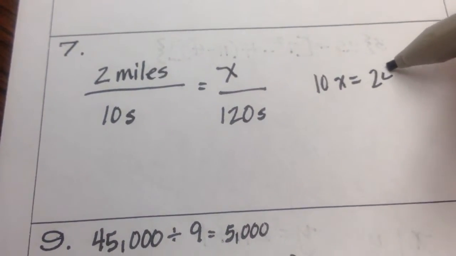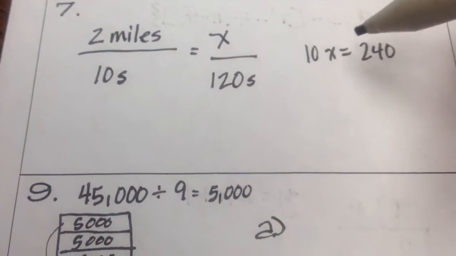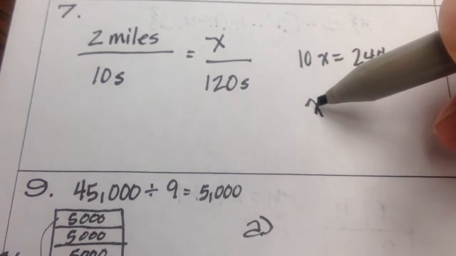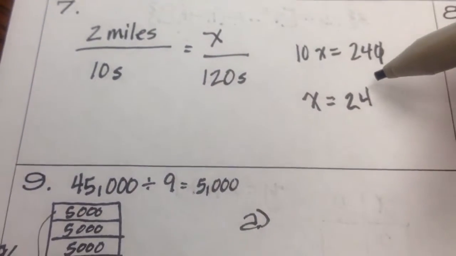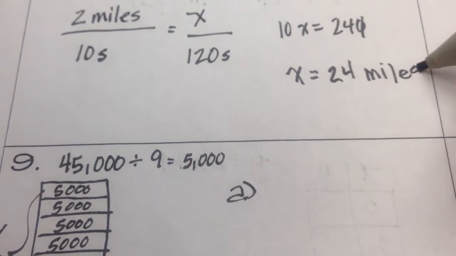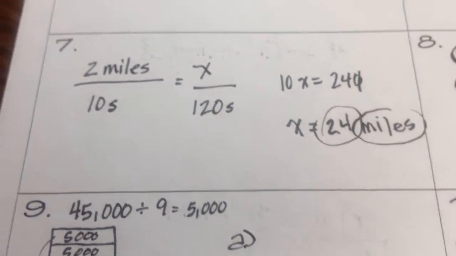equals 240. I know it's 240 because I know 2 times 12 is 24. If I divide, all I'm doing is taking off that 0, right? So x equals 24 what? Miles. Sound travels 24 miles in 2 minutes. Pretty amazing, huh? 24 miles.